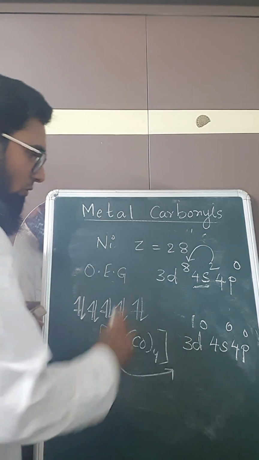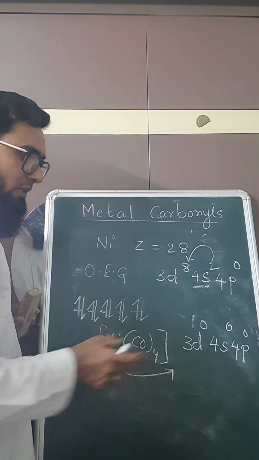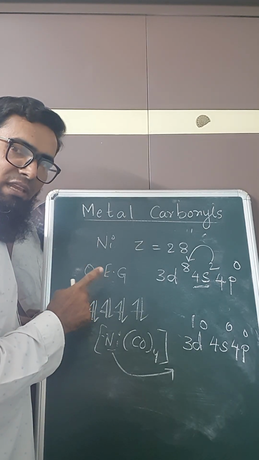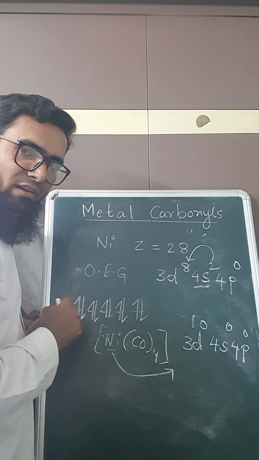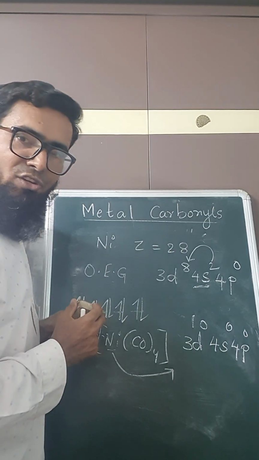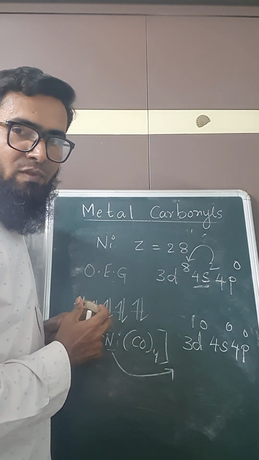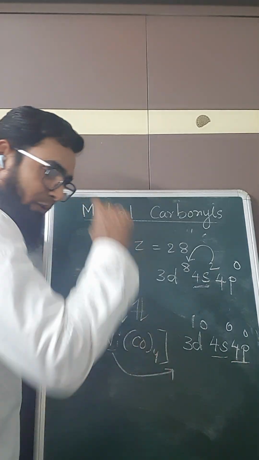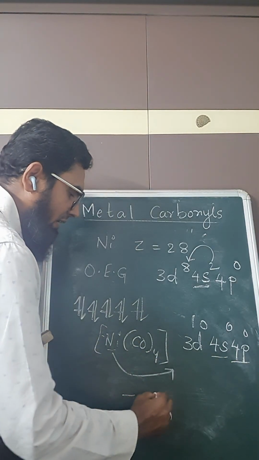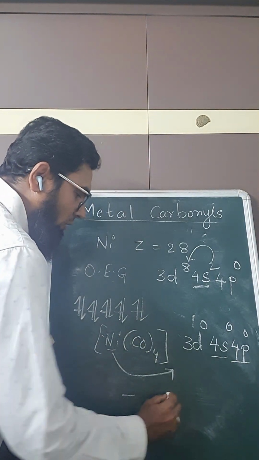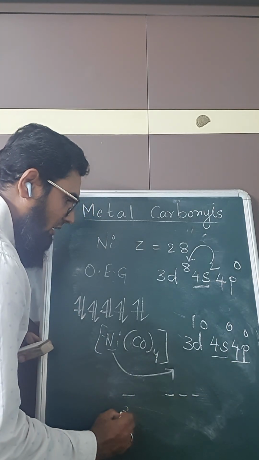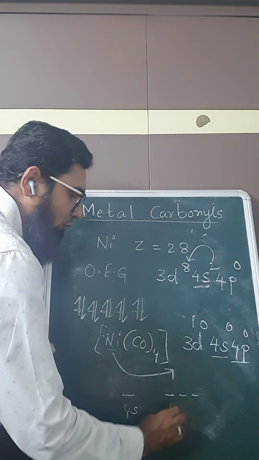Right. Now we talked about two things. One is hybridization, one is the geometry of the Ni(CO)4. It is tetrahedral. Tetrahedral means hybridization will be sp3. So you can see very clearly here, one s orbital and 3 p orbitals are available for bond formation. This is 4s and this is 4p.